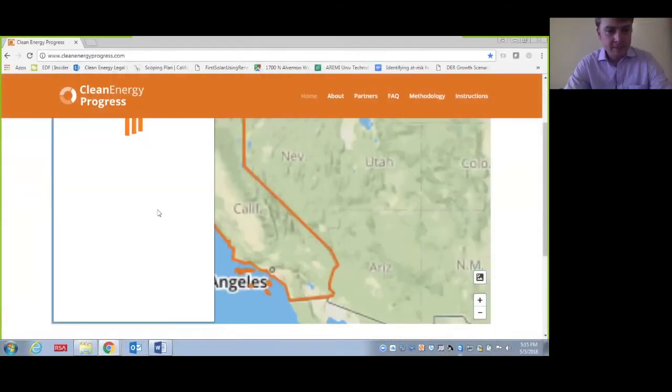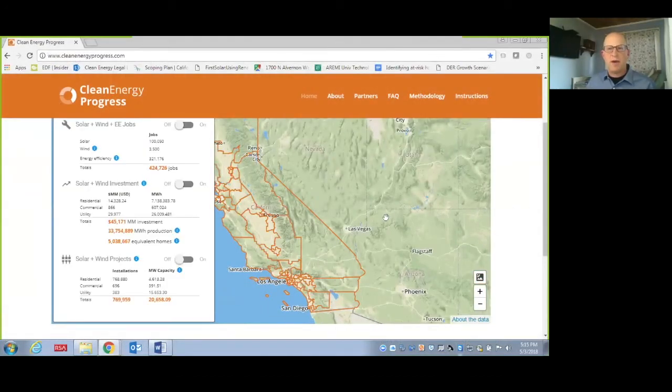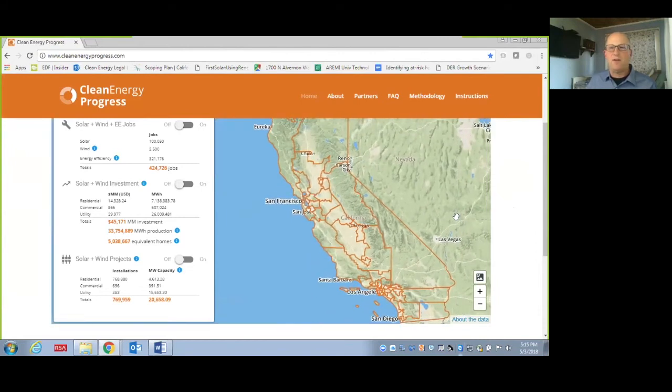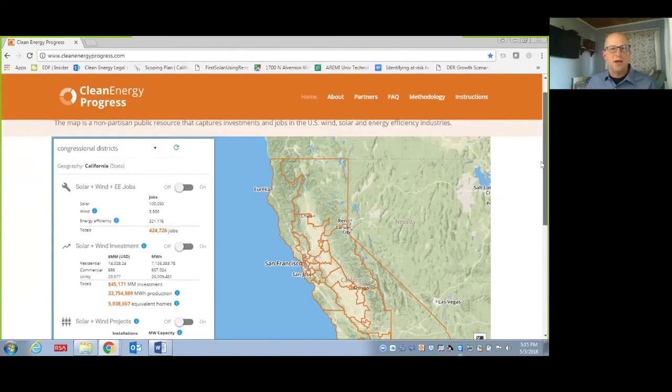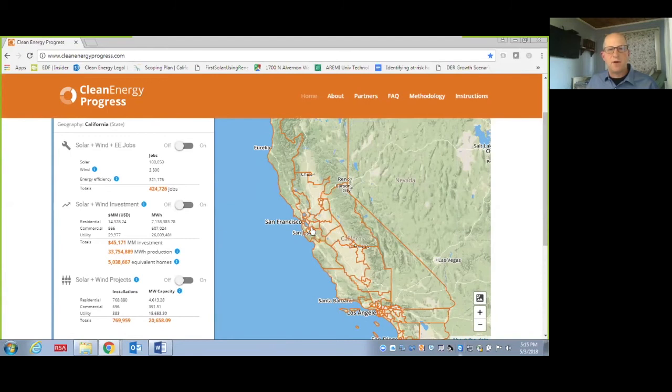Okay, let me start by showing you where we're at here in California, or where I'm at. It seems only fair for me to give you a taste. I'm sitting right here in the eastern part of the San Francisco Bay. California as a state, just to give you an overview of the data, has a total in terms of solar jobs of over 100,000 solar jobs at this point, 3,500 wind jobs, and over 320,000 jobs in energy efficiency, for a total of almost 500,000 people working in solar, wind, and energy efficiency.